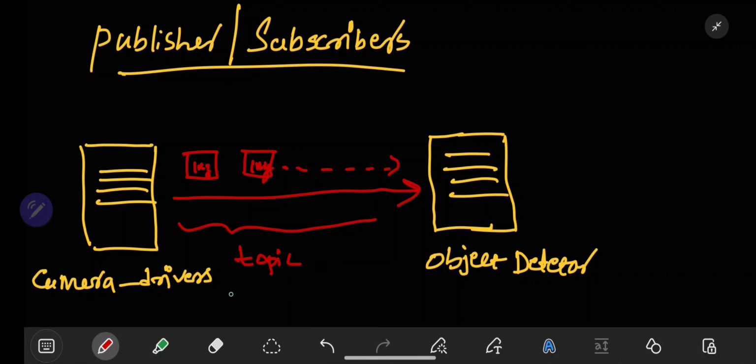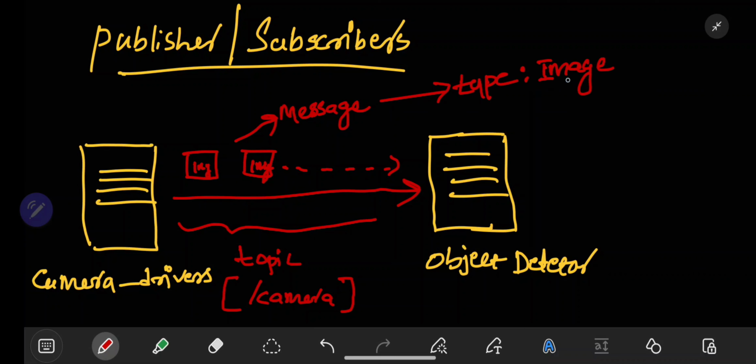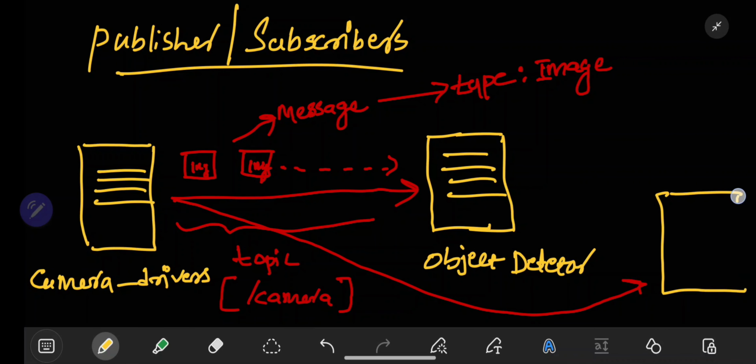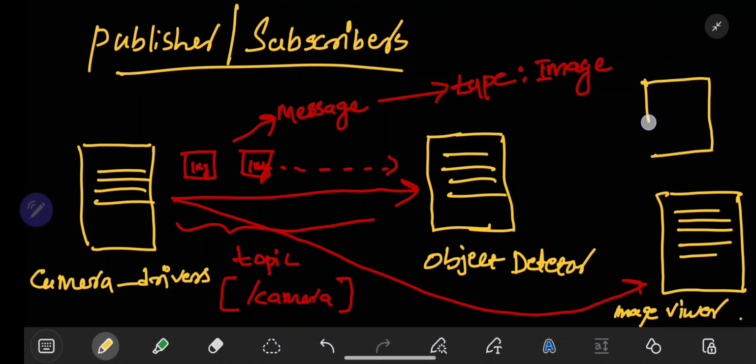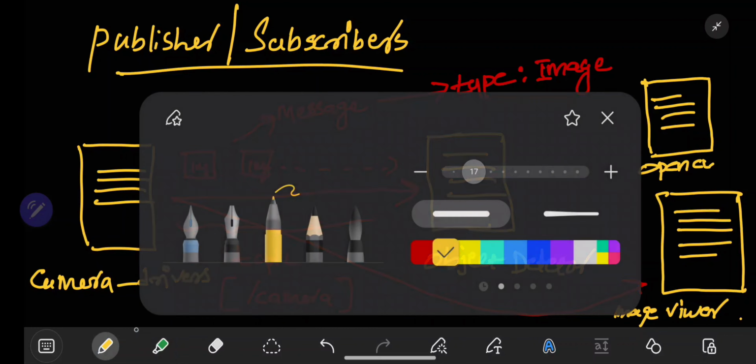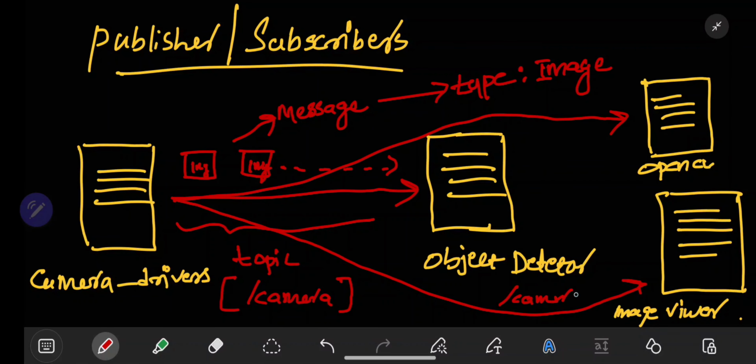So here the camera driver is sending images to the object detector through a topic called camera. We can put any name for this, and we are sending these messages as images. So the message type here is image. In the publisher subscriber model, there is no limitation on how many subscribers it can have. If one topic is publishing and there are a lot of nodes which need this image data, they all can subscribe to this particular topic, or channel, called camera. Whoever subscribes to this topic will receive the same data. It is similar to a WhatsApp broadcast message.